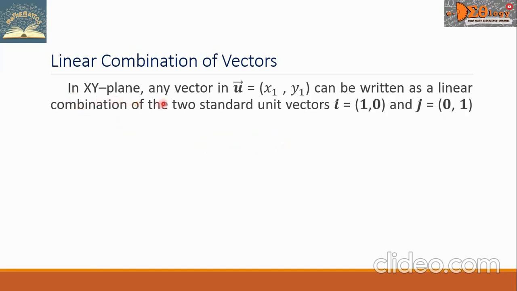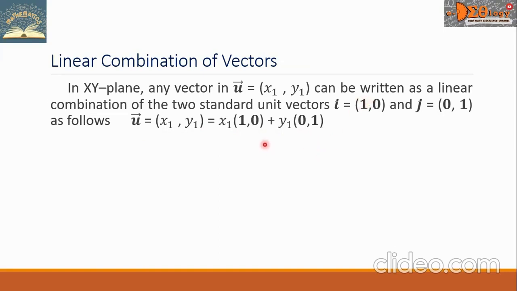In the xy plane, any vector in this form, vector u is equal to the ordered pair x sub 1, y sub 1, can be written as a linear combination of the two standard unit vectors i equals 1, 0 and j equals 0, 1, as follows. Vector u is equal to x sub 1, y sub 1. And we will show this to be equal to x sub 1 times the ordered pair 1, 0 plus y sub 1 times the ordered pair 0, 1.